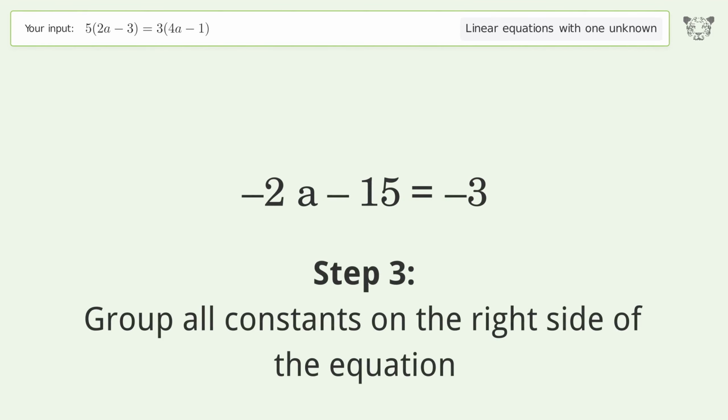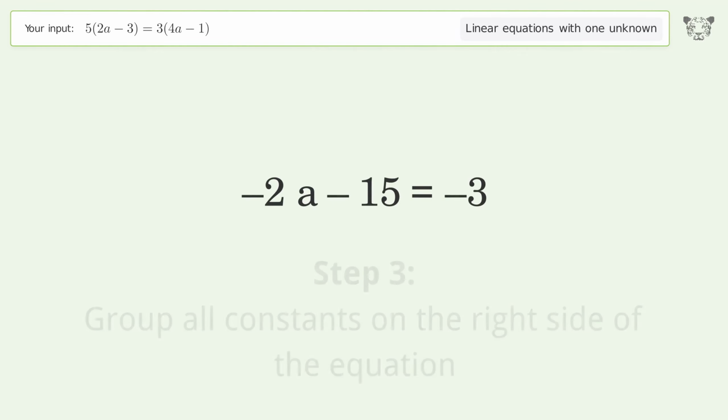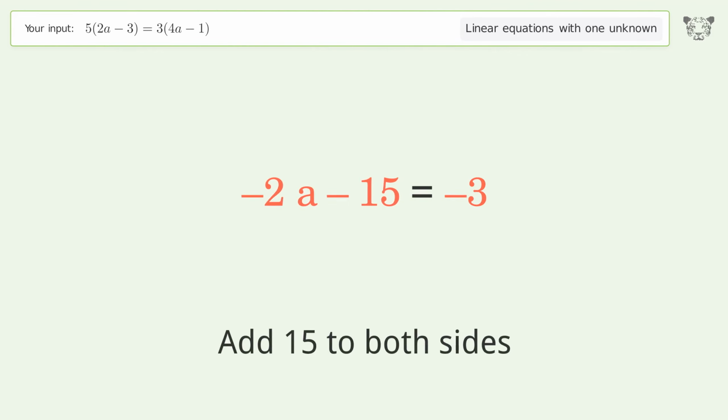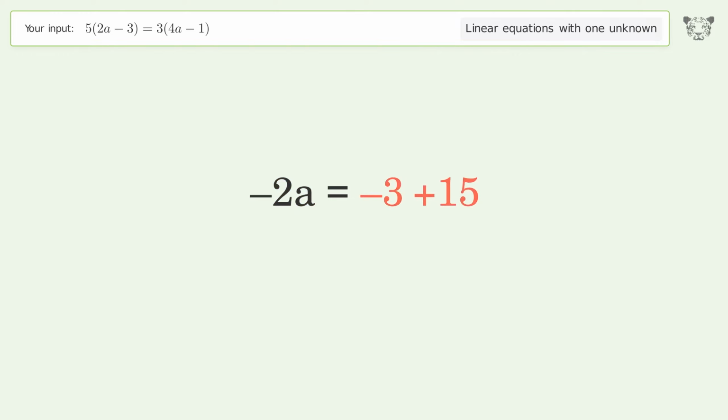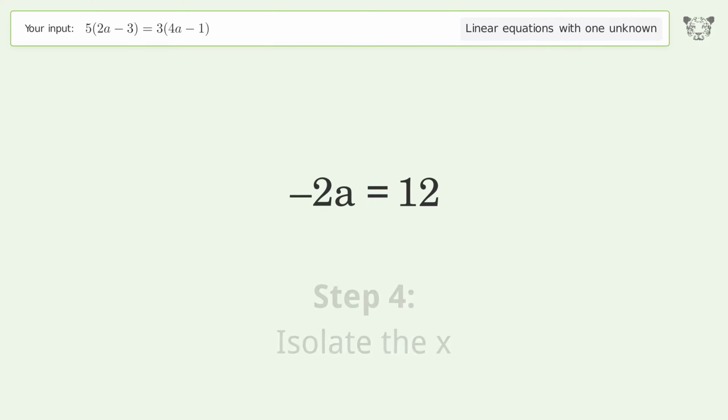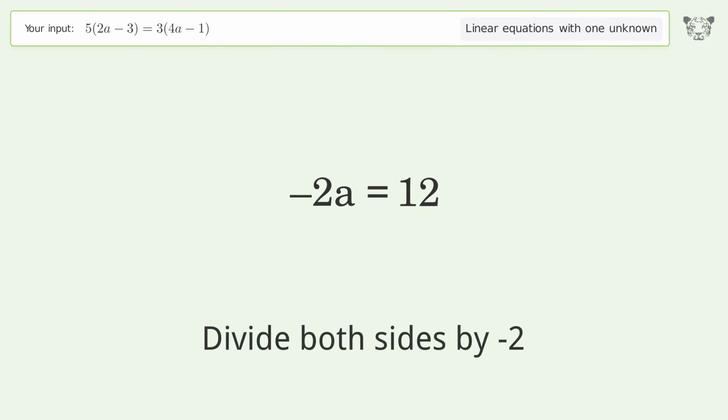Group all constants on the right side of the equation. Add 15 to both sides. Simplify the arithmetic. Isolate the x. Divide both sides by -2.